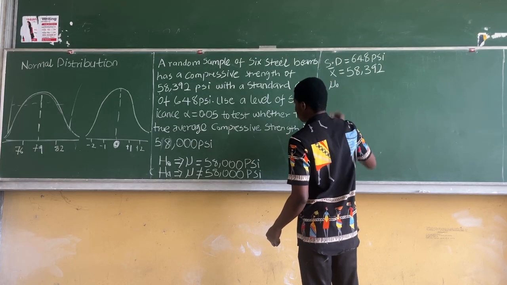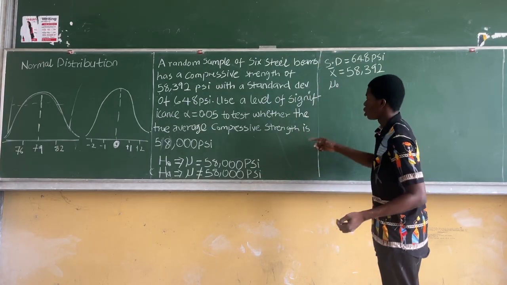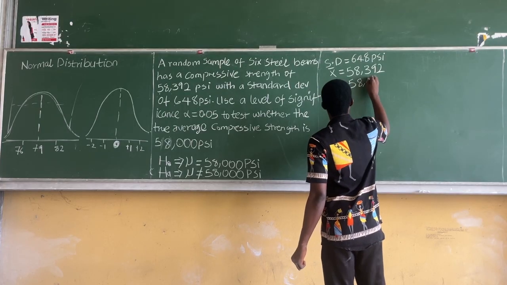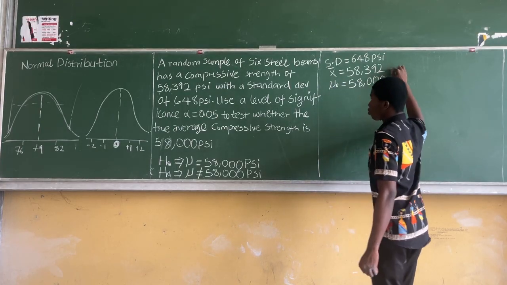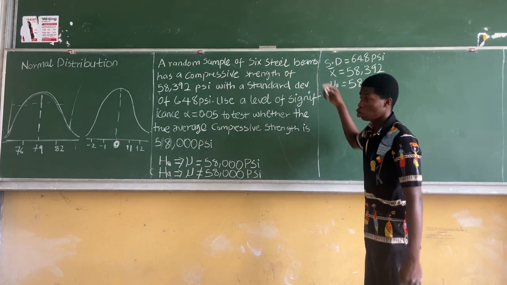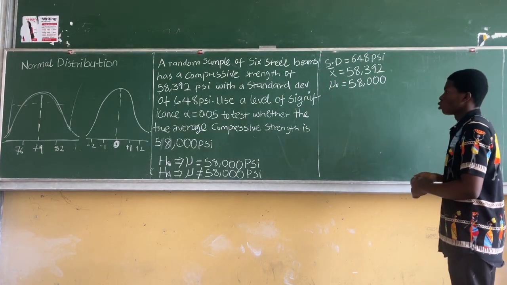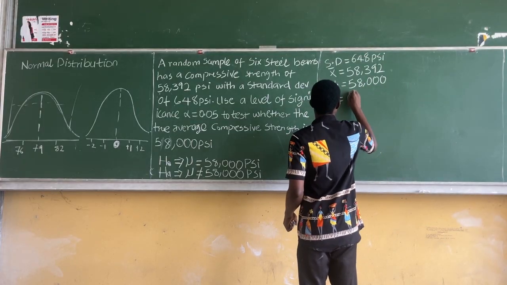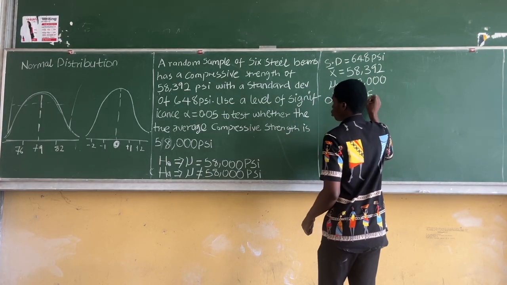Our mean, which is the standard mean that we agree with, is 58,000. The sample mean, when we say sample mean, is the mean that they tested. So you should just keep that one in mind also. Again, our level of significance is equal to 0.05.